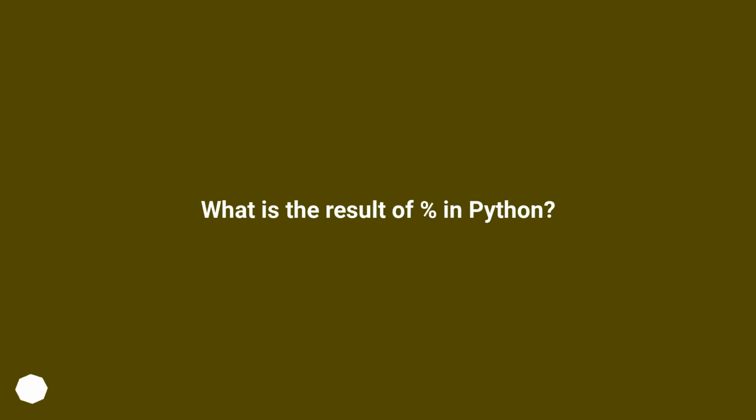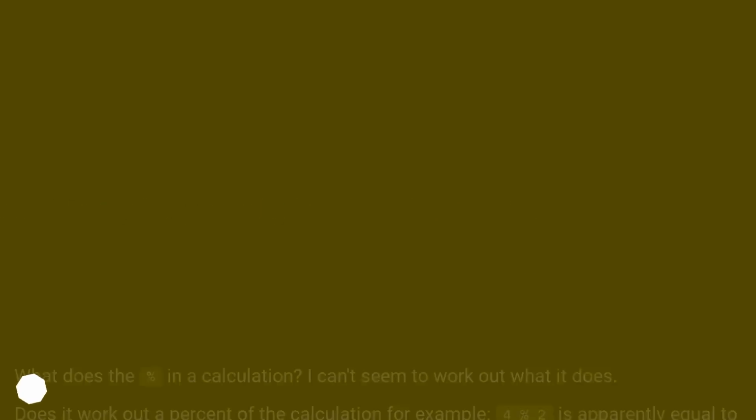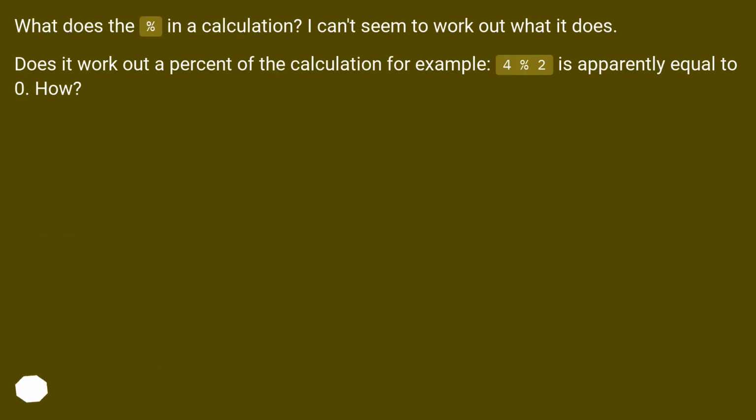What is the result of percent in Python? What does the percent do in a calculation? I can't seem to work out what it does. Does it work out a percent of the calculation? For example, 4 % 2 is apparently equal to 0. How?